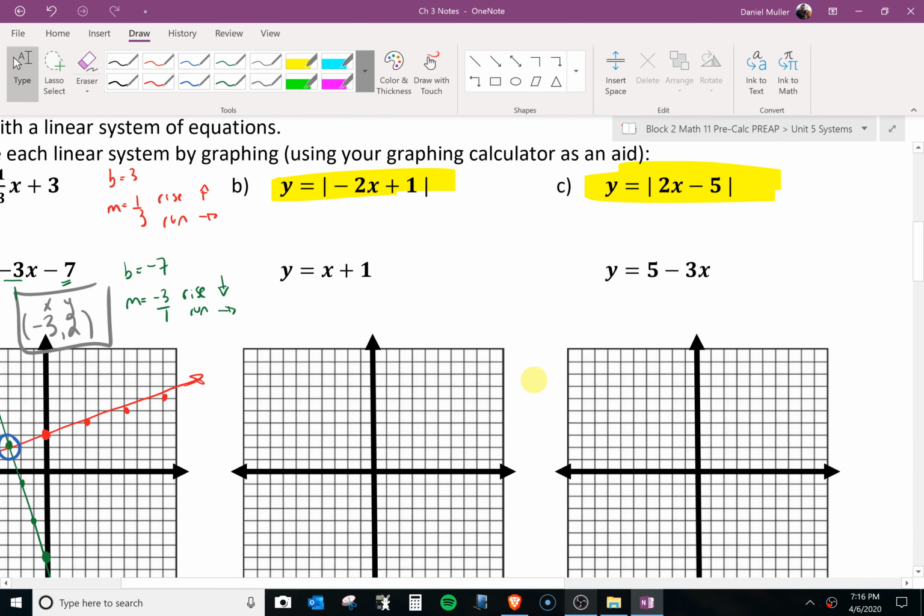Now let's look at y equals, I'll do this in red, y equals the absolute value of negative 2x plus 1. So we have a starting point. Our starting point is our b, that's a 1. And then we have a slope of negative 2 over 1. That's a rise, and this is a run. And that rise is a negative number, so we're going to head down. And we're running. A positive number is going to be right.